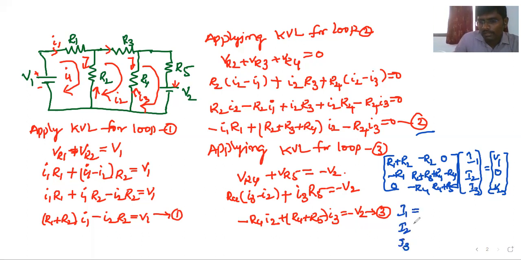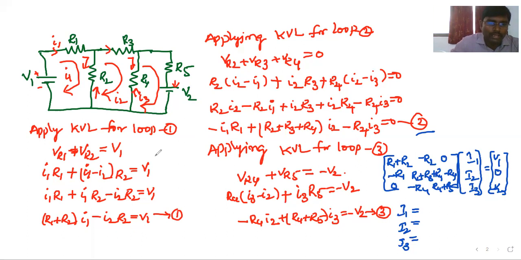Not only Cramer's rule, you can also solve these three equations by using a calculator. Simply go to equation solving, and you can get I1, I2, I3. So once we get I1, I2, I3, we can calculate the current flowing through any resistance here. The current flowing through R1 is equal to I1. We want to calculate the current flowing through R1.